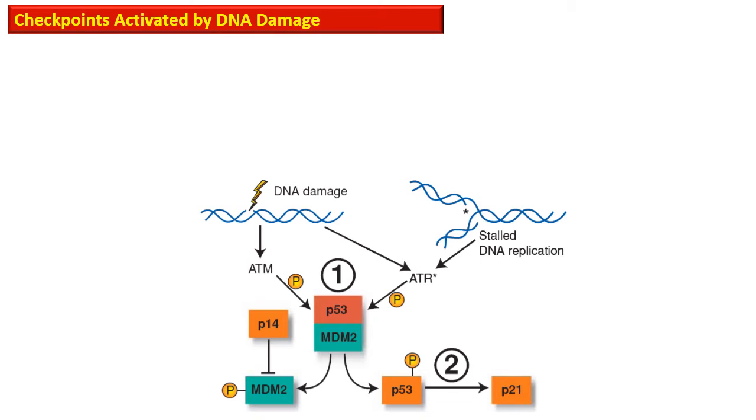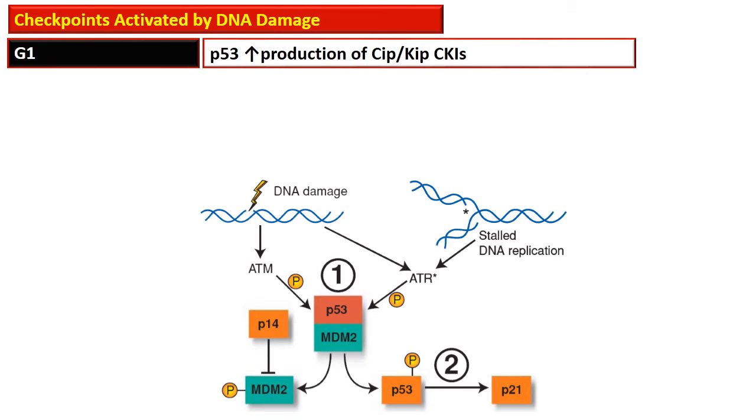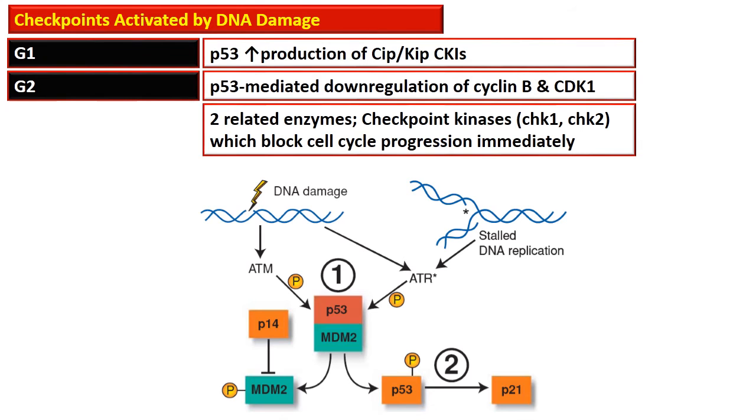The phosphorylated or activated P53 then activates P21. If the DNA damage is in G1 phase, the P53 directly increases production of CIP and KIP cyclin dependent kinase inhibitors, while if this damage is in G2 phase, it can occur.